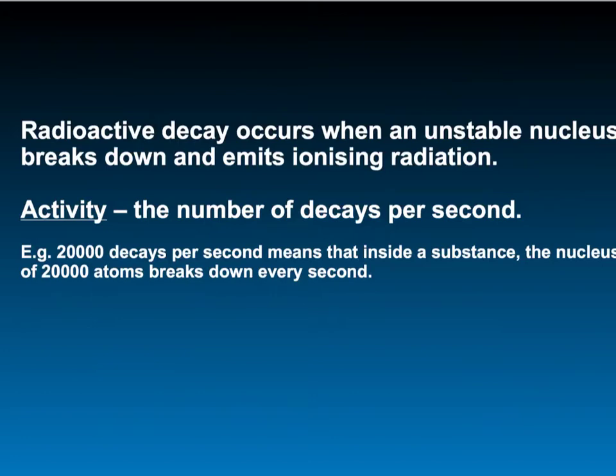The number of radioactive decays per second is called the activity. A radioactive substance might have an activity of 20,000 decays per second. Inside this substance, the nucleus of 20,000 atoms breaks down every second.